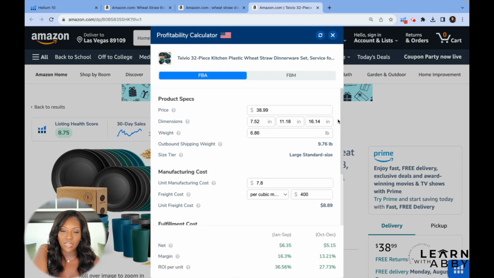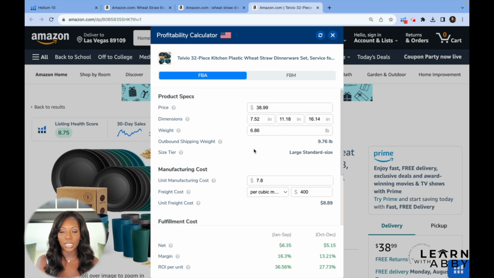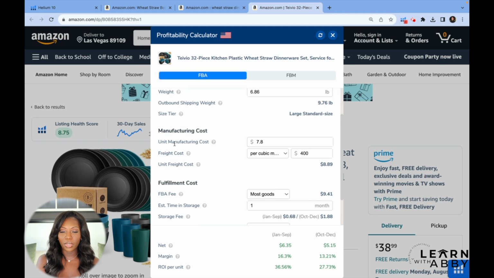And it's going to give us the data for how this product is doing specifically. So they're selling for $38.99. These are the dimensions of the product, the weight of the product, the size tier, so on and so forth. Now, they're estimating that the unit manufacturing cost of this item is $7.80. We were guessing $6, but we can go ahead and leave what they're estimating just so we can be generous and see how much money we could really make.